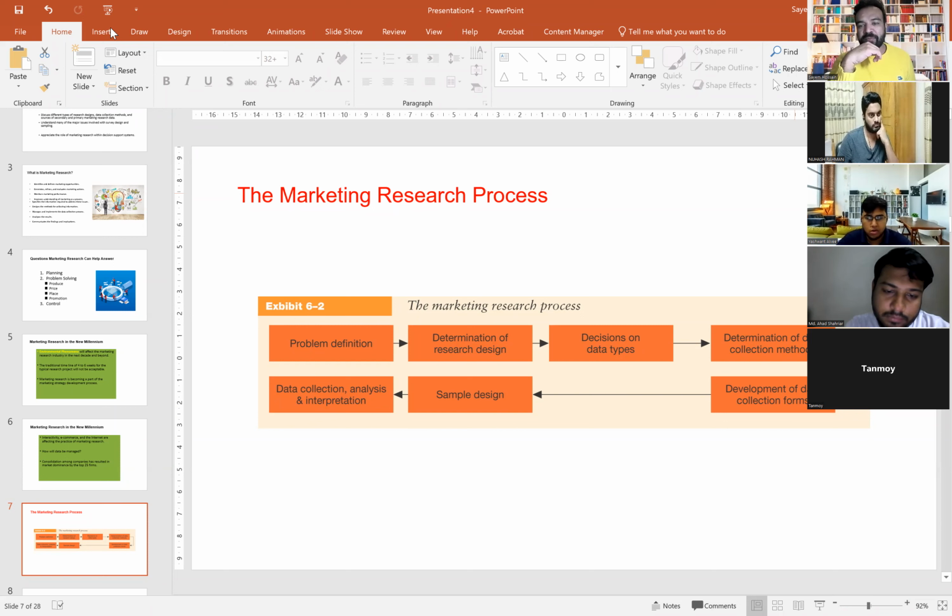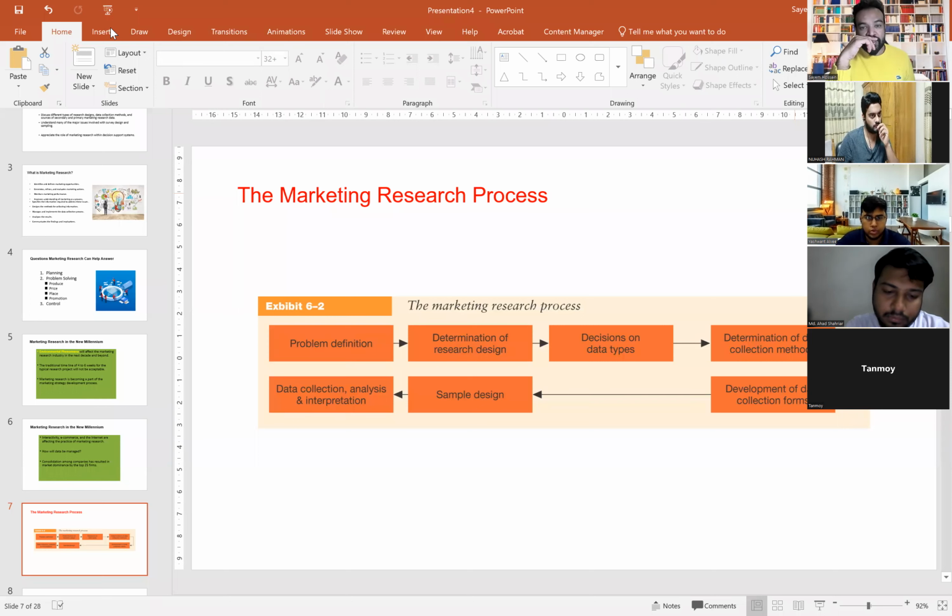Then development of data collection forms. Well, not very important as a step, I would say, but still, as I mentioned, in some books you would not find this as a step. But how exactly you're going to collect the data?